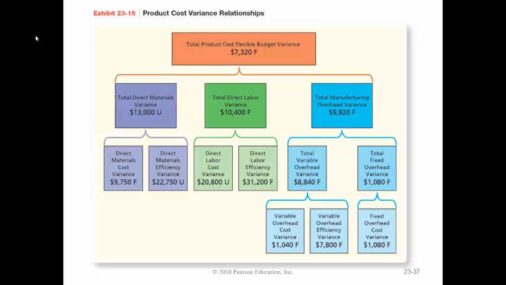And the variable overhead, again, can be separated into the portion which is attributable to cost and the portion which is attributable to efficiency. For fixed, because efficiency shouldn't matter, using more or less of your, making more or less units, I should say, the only portion of that you will have is cost.